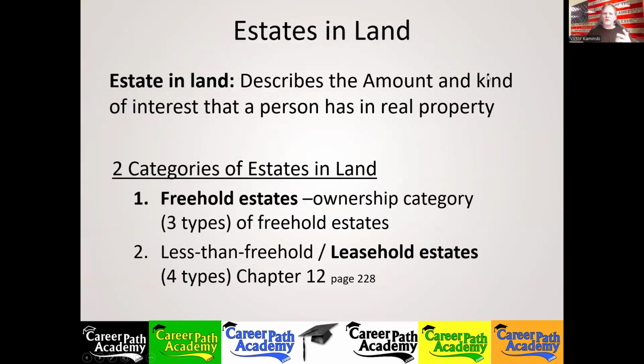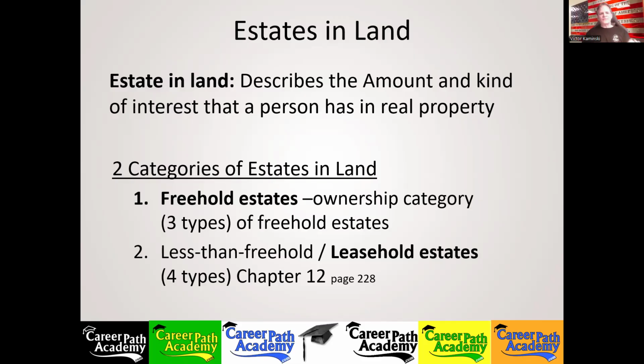So let's start off with estate in land. It describes the amount and kind of interest that a person has in real property. Now, in your book on the first page, it says the amount and kind of ownership interest. We're going to cross out the word ownership. This particular chapter is only going over the first category of estates and land, which are freehold estates. There is another chapter that will go over less than freehold, which are leasehold estates. But this chapter, we're just going over the freehold estates.